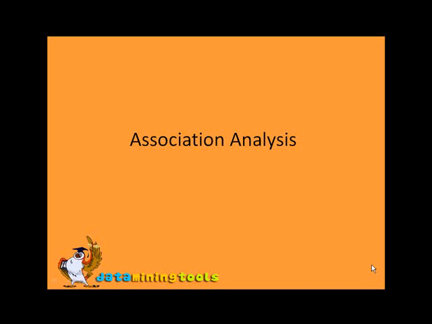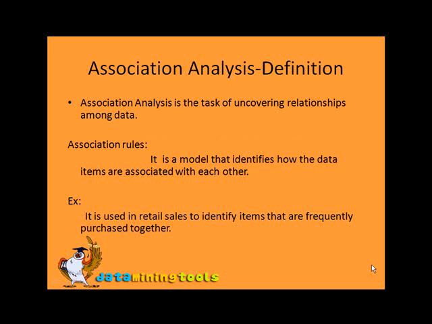Welcome. Let's understand association analysis. Association analysis is the task of uncovering relationships among the data. Association rule is a model that identifies how the data items are associated with each other. For example, it's used in retail sales to identify items that are frequently purchased together.